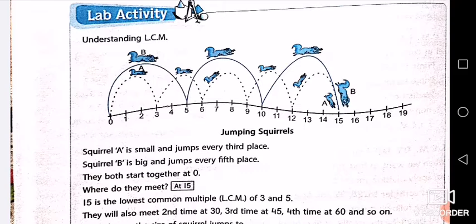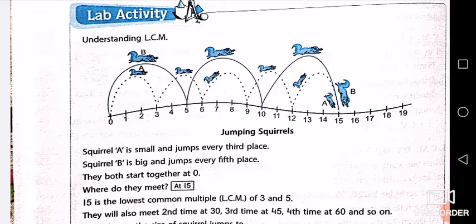Fine, got it? Okay children, now you have to tell me, in your day-to-day life, where do you find an example of LCM, least common multiple? One of the examples I have told you. Now these kinds of things happen in our daily life also. Now you have to tell me.